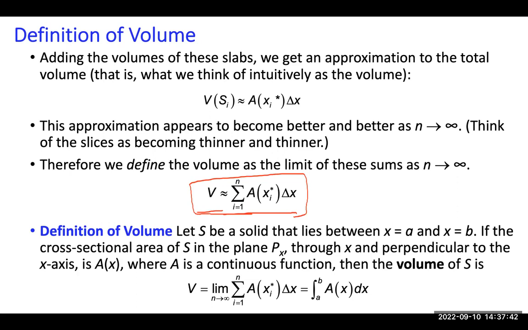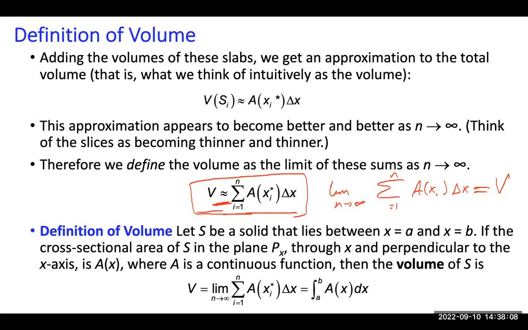So for us, we can say that the limit as n goes to infinity of the Riemann sum of A of x_i times delta x will equal the actual volume. It's no longer an approximation like over here. It will actually equal the volume.